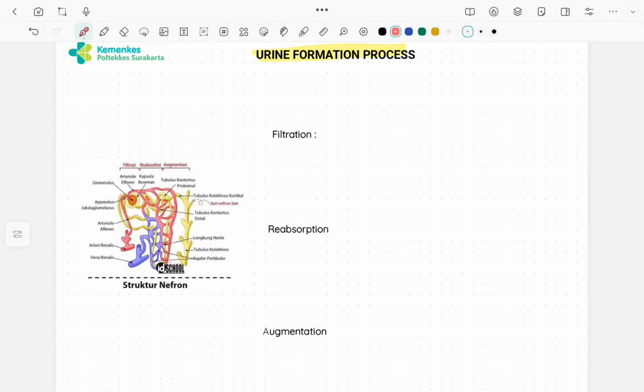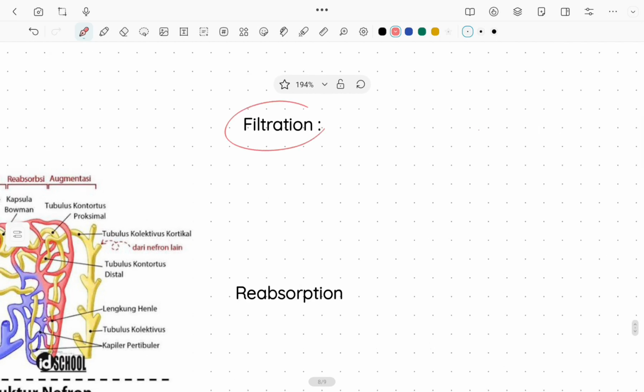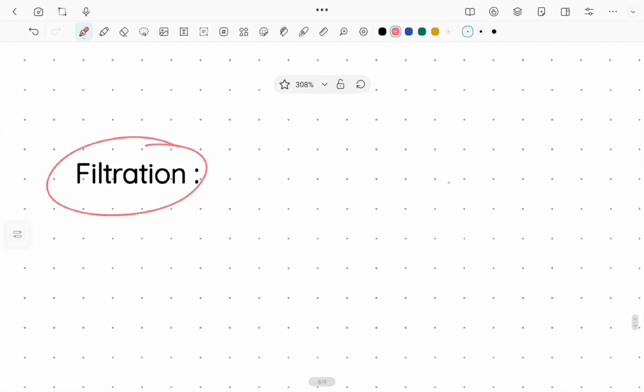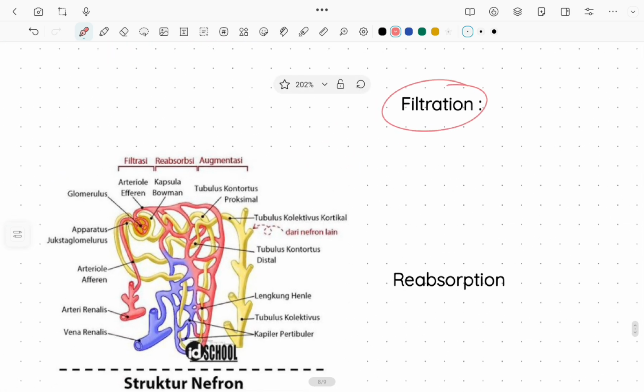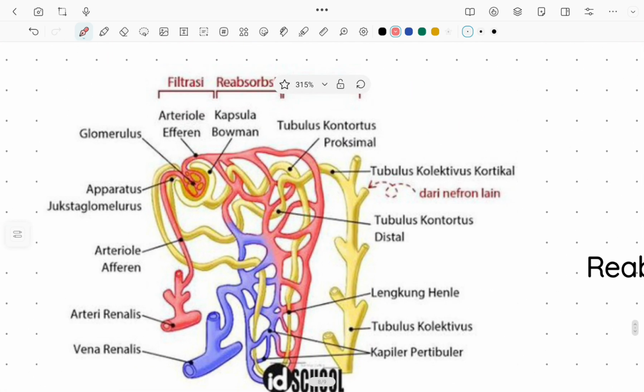After you know about the anatomy of the urinary system, here I want to tell you about the urine transformation process. So first there is filtration. Filtration starts from the renal artery.